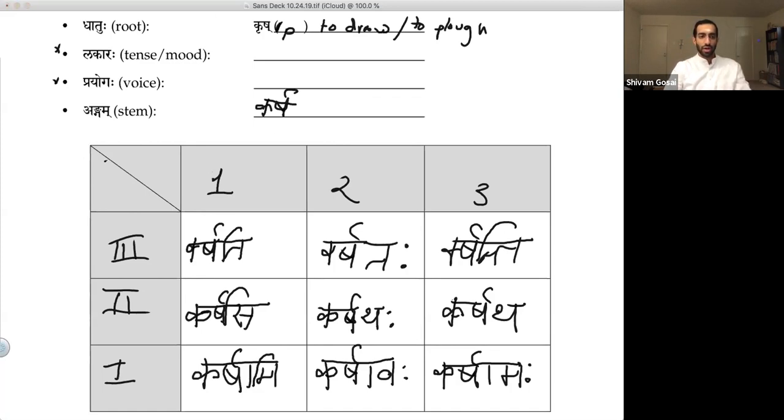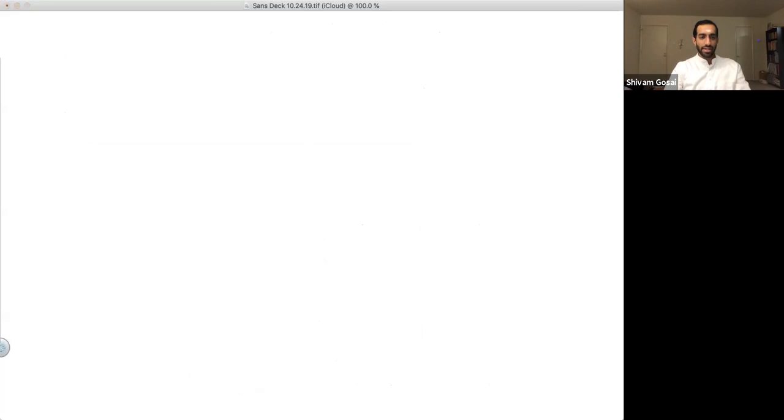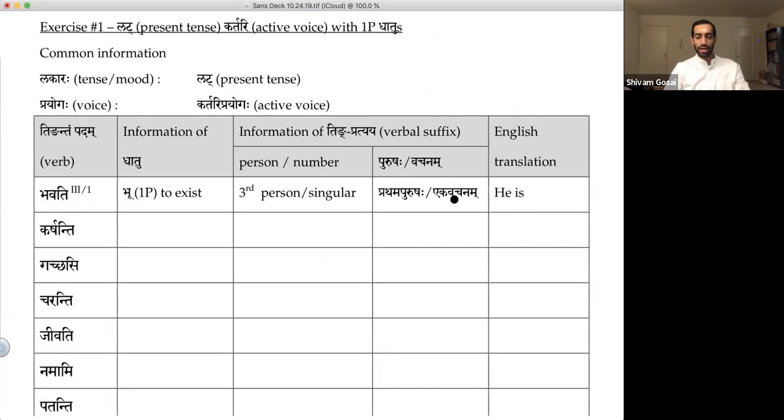Okay, so now I just want to quickly show you how to do the homework. Now, this is all the way at the end of the book. So if you open the end of the book, let's see what page it's on. This is page 161 in my book, page 161. It looks like what's on the screen. All the way in the back of your white book, book 1, page 161, you will see exercise 1. Now, what they've done here is a little bit of the opposite. They've given you the final form. So it says bhavati. Now I see bhavati.